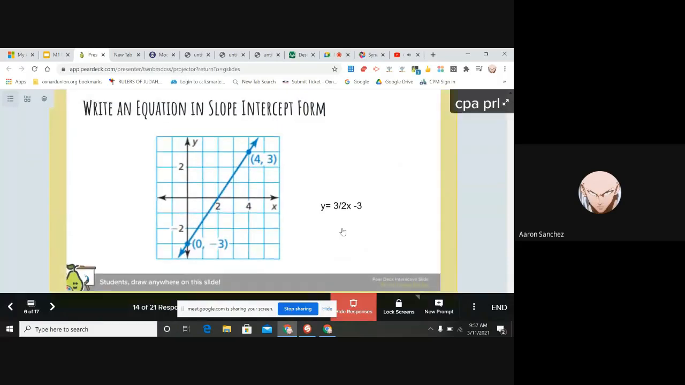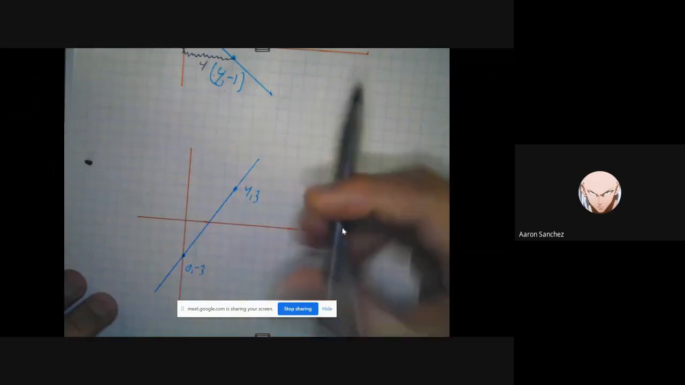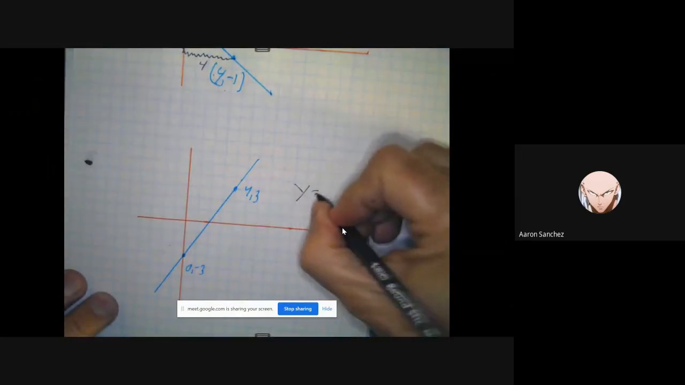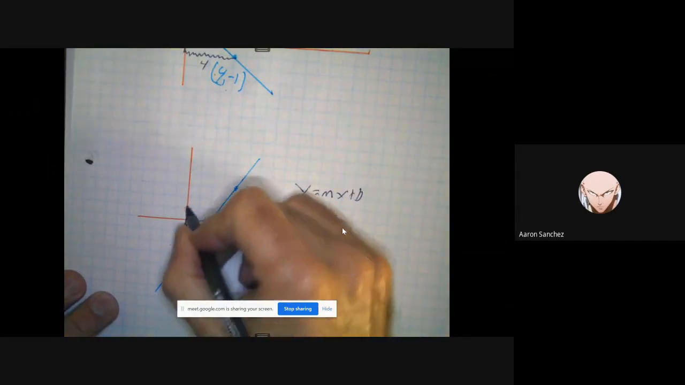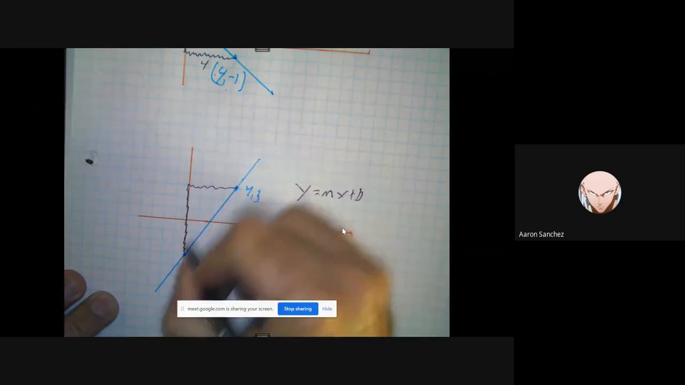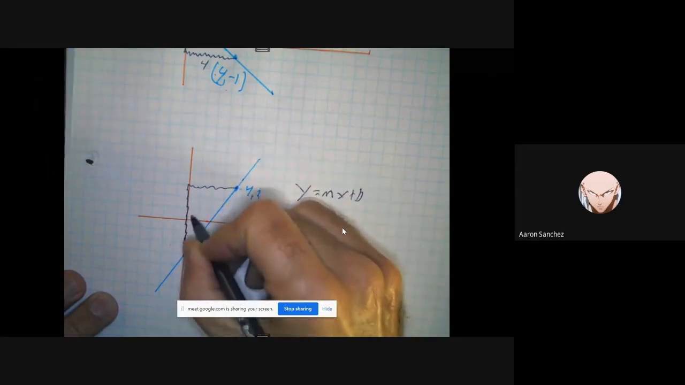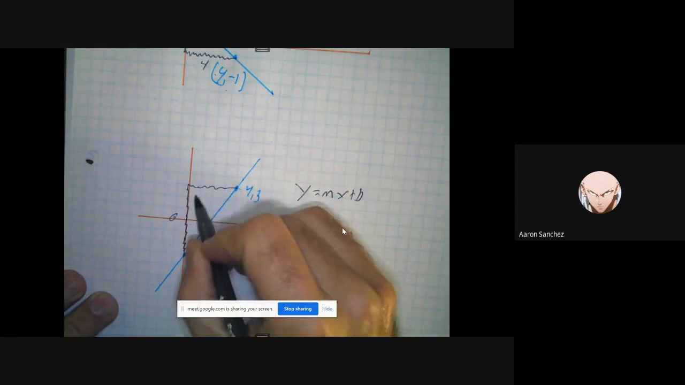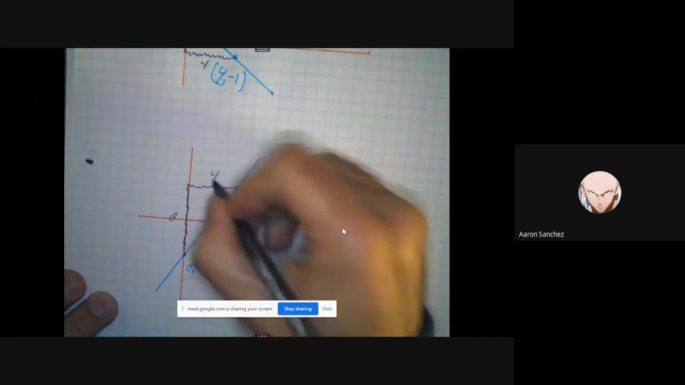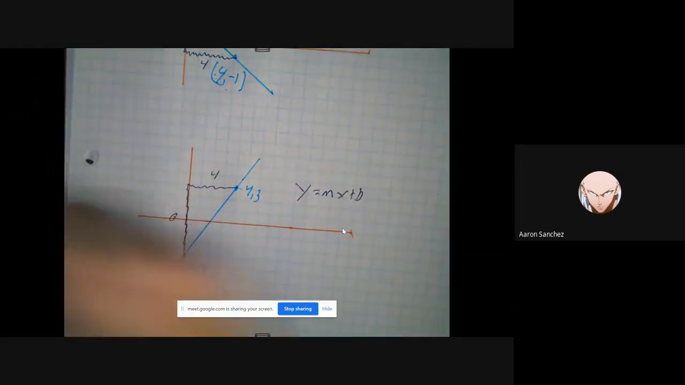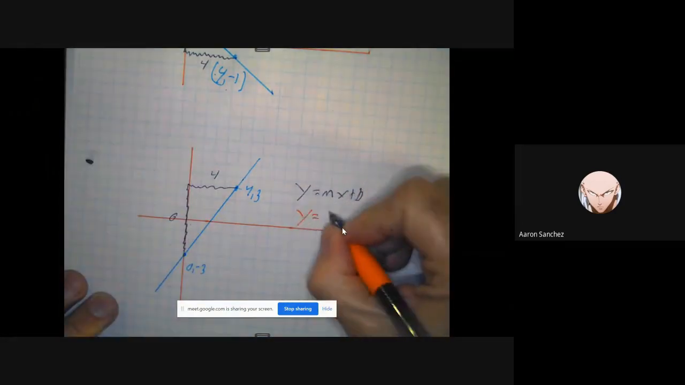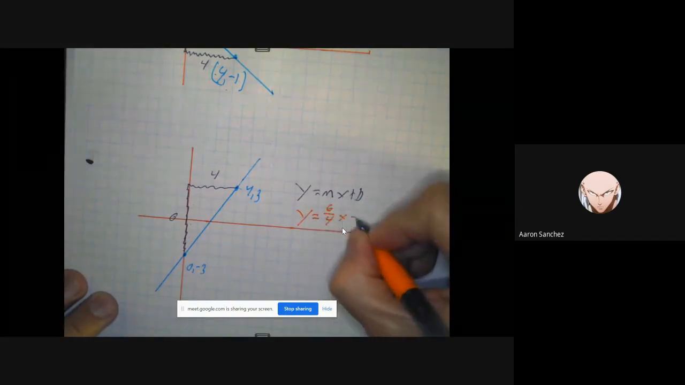Okay, so here we go. Here's how I do it. Remember, it's y equals mx plus b. My rise over my run. I go up, count the squares: 1, 2, 3, 4, 5, 6. I go over 1, 2, 3, 4. And it crosses the y-axis at negative 3. So my equation is going to be y equals rise 6 over run 4 x minus 3.